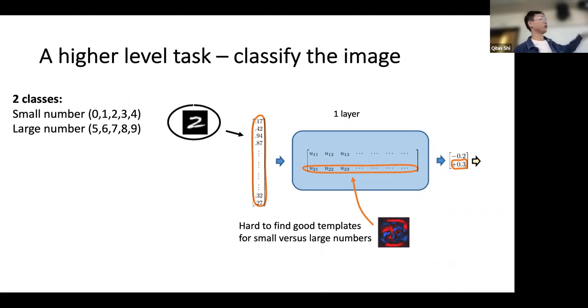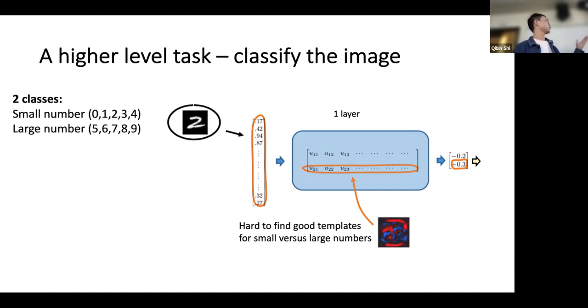For example, a small example here is that we have 10 handwritten digit numbers, but we don't predict which number it is. We predict which cluster it belongs to. We can classify them into two classes. The first is small numbers from 0 to 4, and the second class is large numbers from 5 to 9. So we want this neural network to predict which group it belongs to, whether it's a small number or a big number.